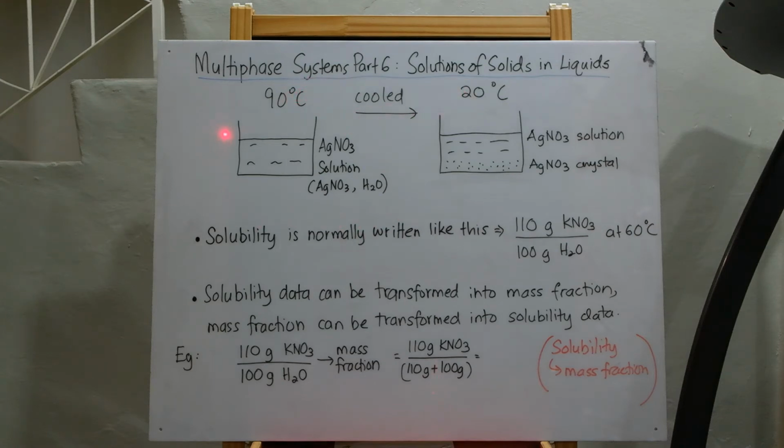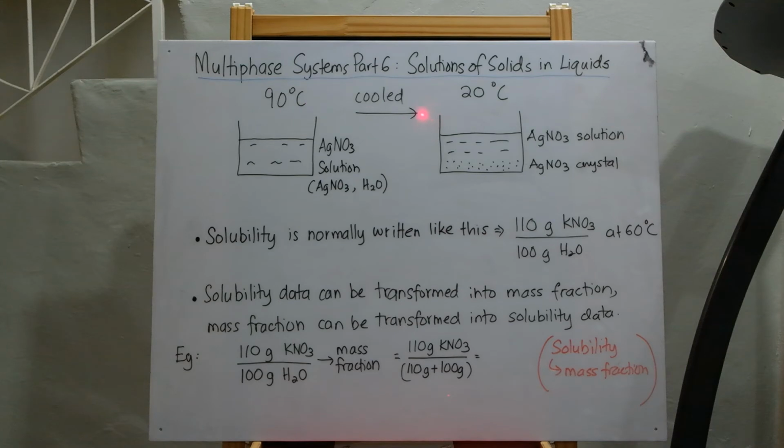Okay, let's look at this figure. I'm going to show you what actually solution of solids in liquid means. Initially you have a solution of silver nitrate, which comprises silver nitrate and water. This is a solution at 90 degrees C.